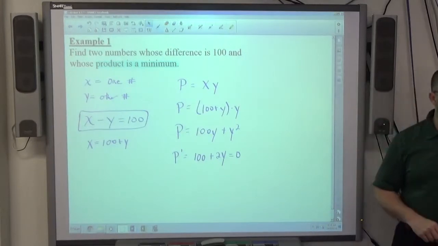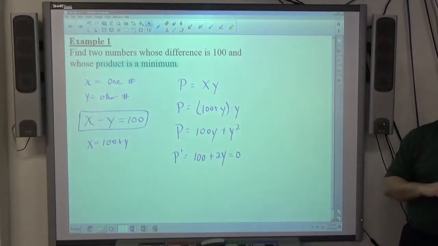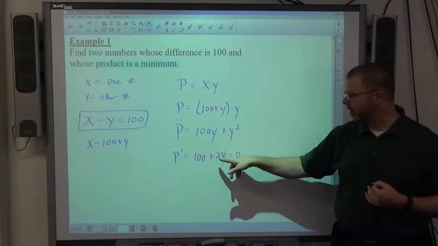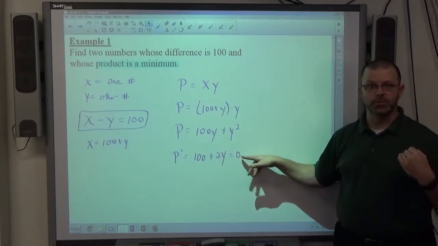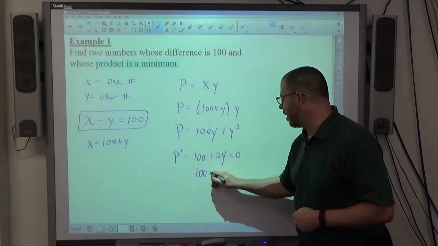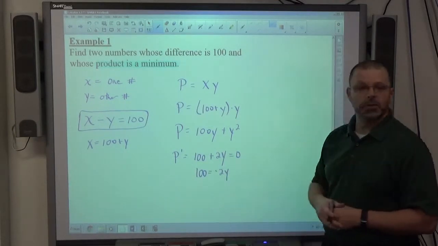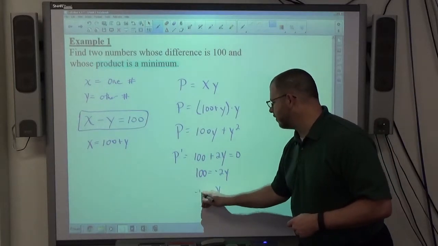because we know critical numbers occur at 3 scenarios. Scenario 1 is an endpoint, which we don't have. Scenario 2 is undefined, which polynomial functions aren't undefined, right? Scenario 3 is the derivative equals 0. So that's the only place it happens. In this one, if I solve this, I get 100 equals negative 2y, or 2y equals negative 100, take your pick. Divide both sides by negative 2, I get y equals negative 50.